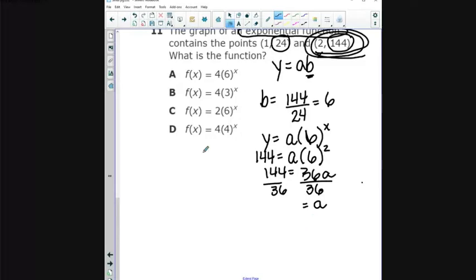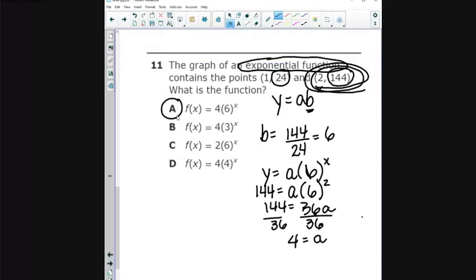Very good, that's right. A is 4. So the best answer here is which one? Yep, letter A. Okay. Now, what you could do is you could use the points to just double check. You go back and substitute and see if it's equal to both sides, okay? Okay, so that was number 11.